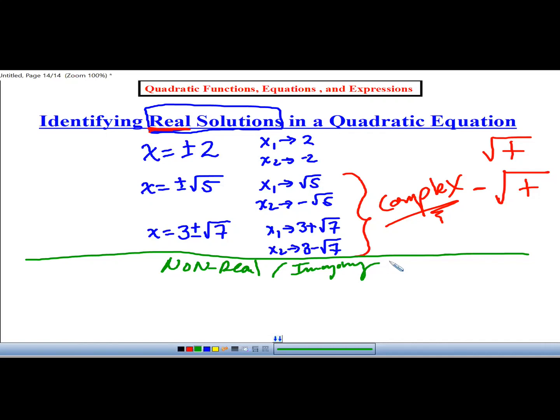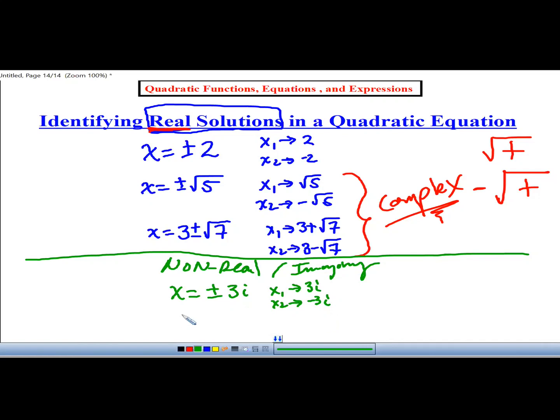Imaginary. Imaginary numbers. Okay? For example, let me show you the first one. X equals plus minus 3i. Why is it imaginary? Because it has an i right there. Actually, there's two i's. X sub 1 is 3i and x sub 2 is negative 3i.